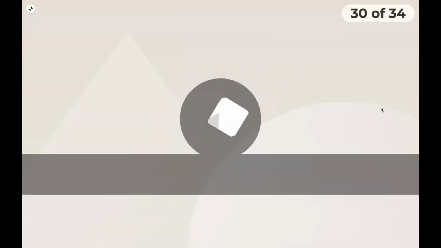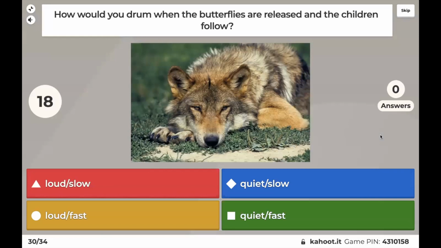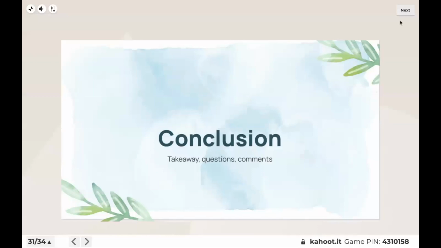And then this last one, I think you can choose two. So how would you drum when the butterflies are released and the children follow? So yeah, loud and fast and quiet and fast. Those are great answers. Okay, so we have made it to the end.